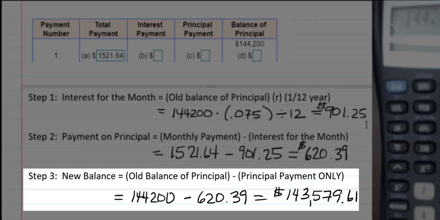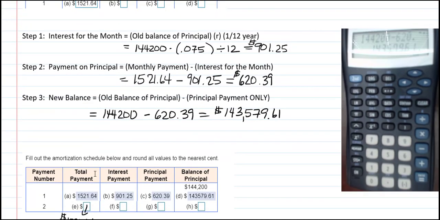The other thing we need to figure out is, now that we've made that payment, how much do we still owe the bank? We can't subtract the whole monthly payment, only the $620.39, because the rest of it went towards interest. So we're going to take that $144,200 minus the $620.39, and we see that we still owe the bank $143,579.61. So that completes our first month's amortization schedule, but let's do the second month.